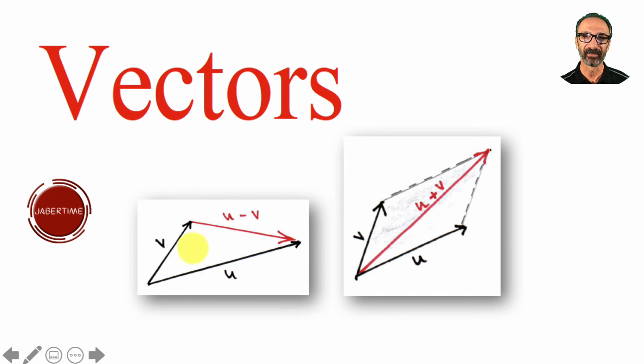u minus v will be the vector that completes the triangle pointing to u, not to me. If you want v minus u, you have to go this way and point to v. Just pay attention to that and think about the sum as the diagonal inside, and the difference as just completing the triangle.